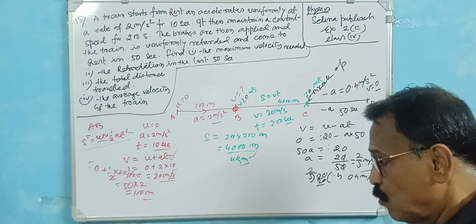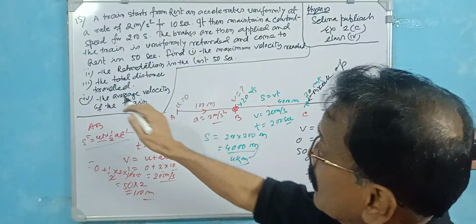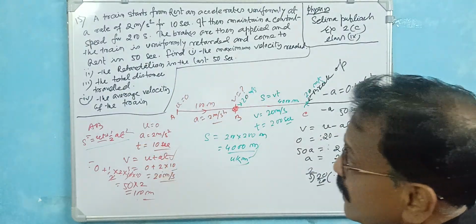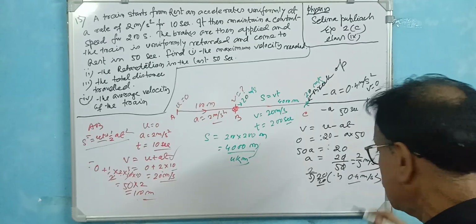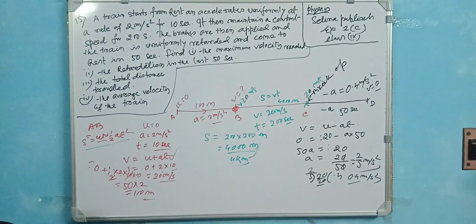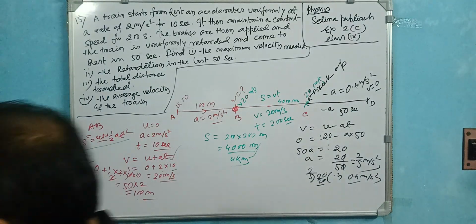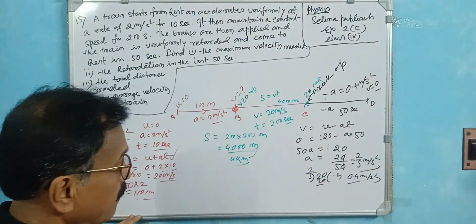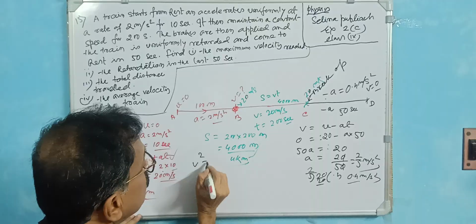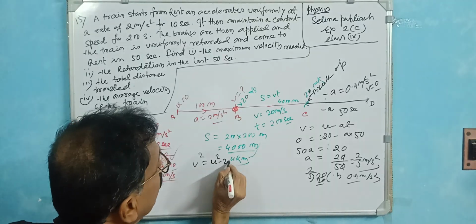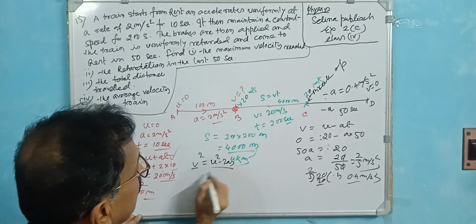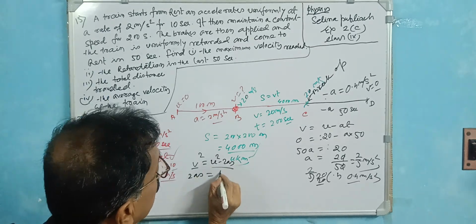Okay, now number 2, the retardation in the last 50 seconds. So what is the retardation? This 0.4. Now what is the distance CD? So which formula do you apply? V square is equal to u square minus twice as, because v, the final velocity, is 0. So this is negative. So twice as is equal to u square.